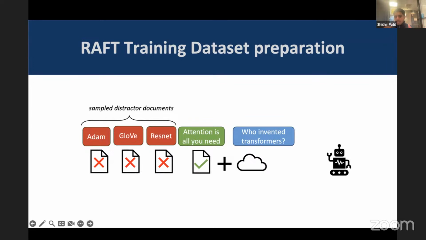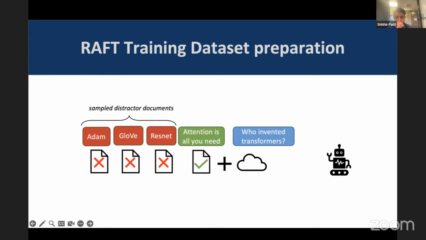So when you ask the question, the prompt here is who invented transformers, the LLM is given both the Oracle document, which is Attention Is All You Need, and the distractor documents. And of course, you want to shuffle this around, and so on and so forth. So this is at train time.